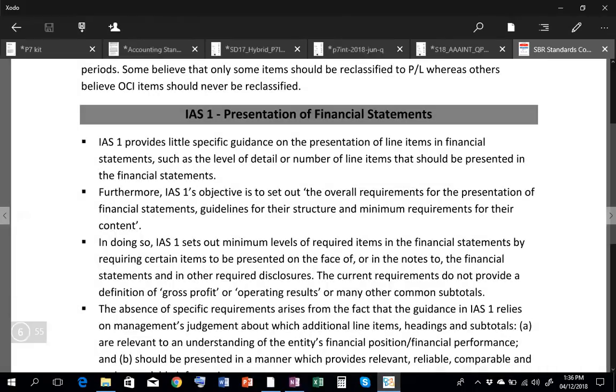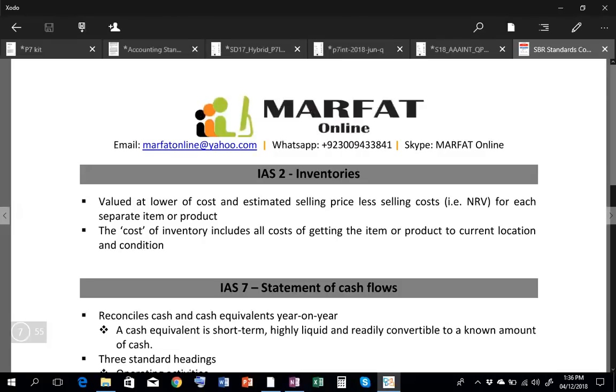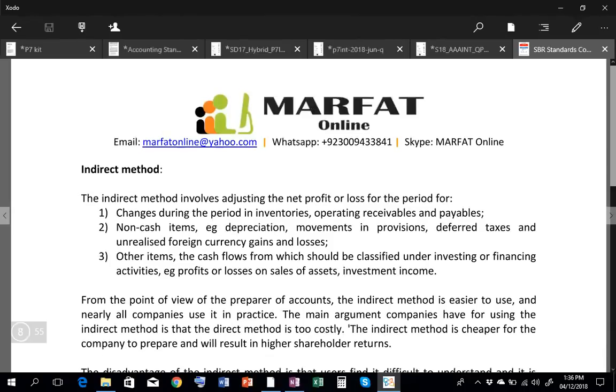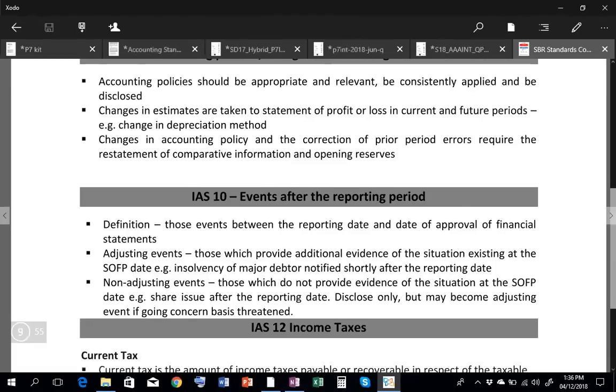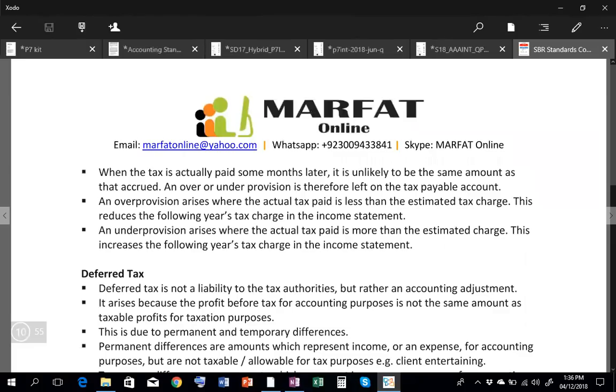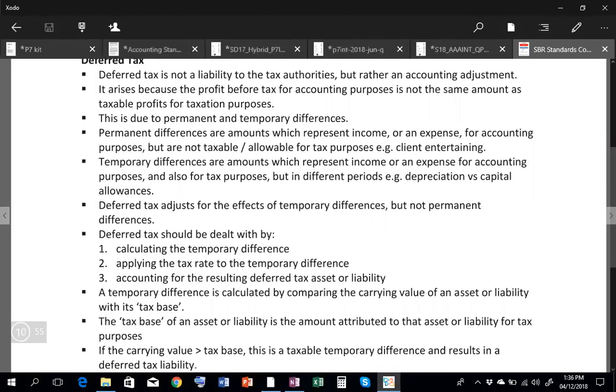Now the next step is that we'll be discussing some main standards, and when I talk about the main standards, I mean those which are hot favorites for the exam. The first one is IAS 12. Remember that in the exam, the taxation standard will primarily focus on deferred tax, because this standard has two portions: one is the current tax and the other is the deferred tax.